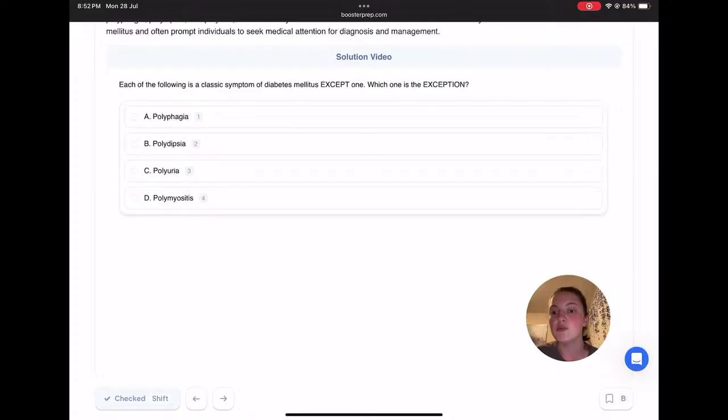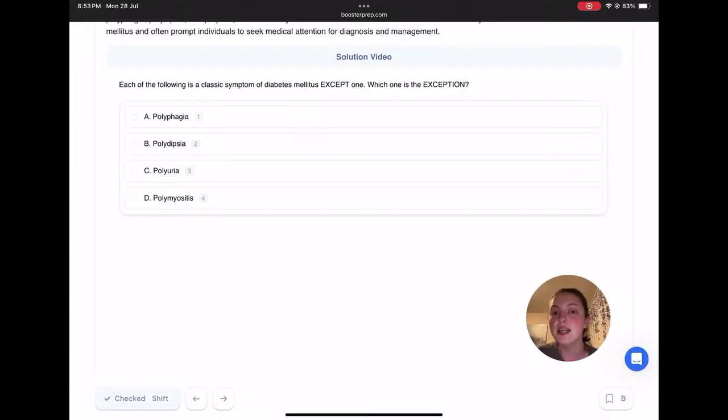And then polyuria comes from urea, which refers to urine, and poly, meaning many, once again. So this is excessive urine production or having to pee a lot and quite often. And finally, polymyositis comes from itis, meaning inflammation, myo, meaning muscle, and poly, once again, meaning many. So this refers to an inflammatory disease characterized by generalized or many muscle weaknesses throughout the body. But let's get back to diabetes, and we can figure out which of these answer choices is not one of its symptoms.